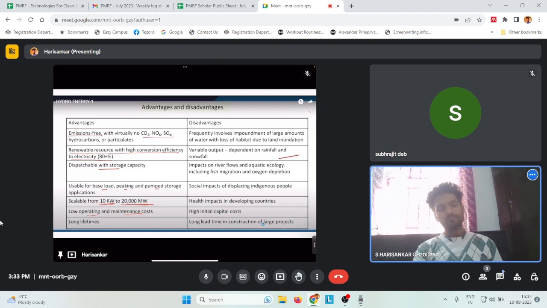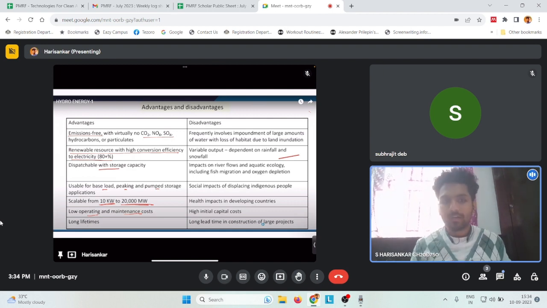Like long lifetimes. But some of the disadvantages of hydropower is that it frequently involves impoundment of large amounts of water with loss of habitat due to land inundation. So this is a very huge drawback, because in order to construct a dam, or basically using a dam, you are trying to build a reservoir of water.